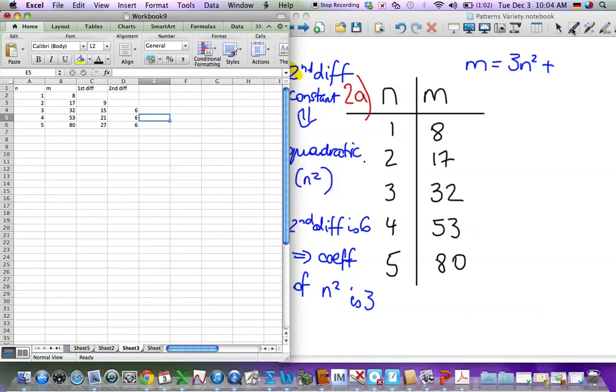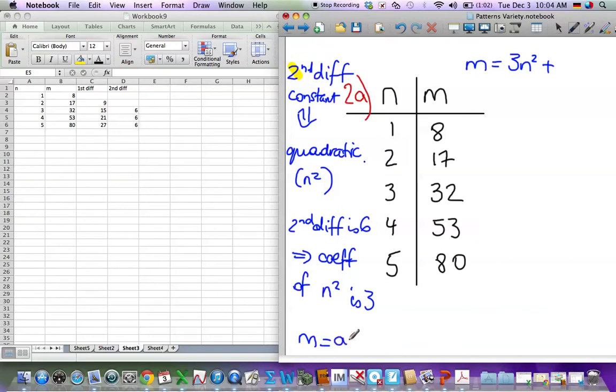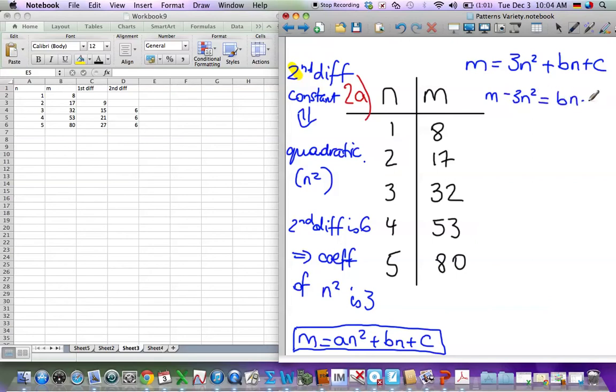So let's just generalize a little bit. If I've got any quadratic expression, it's going to be an squared plus bn plus c. Now I already know the value of the coefficient of n squared. It's just 3, but I don't know the rest. So for now, I'm just going to write plus bn plus c. Now, in order to find bn plus c, what I'm going to do is subtract 3n squared from both sides, and I get bn plus c.